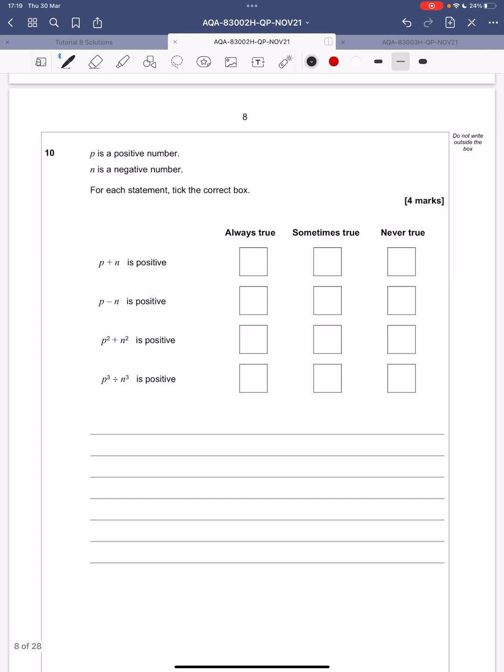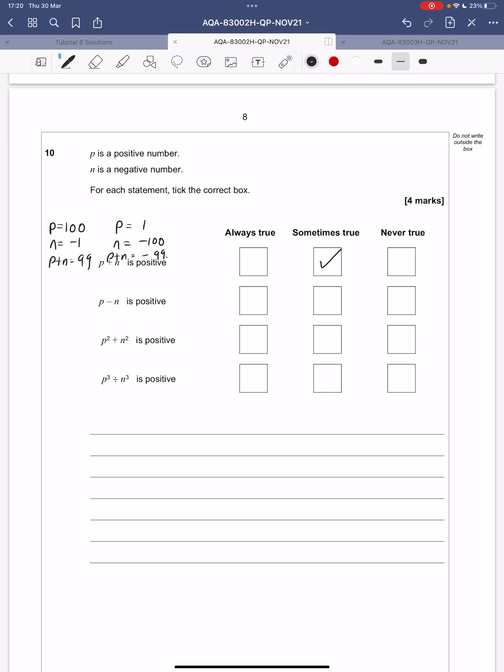Number 10. P is positive, N is negative. For each statement, tick the correct box. P plus N is positive. That is sometimes true. Because if P is a small positive number and N is a large negative number, it's going to be negative. But if P is large and positive, let's do 2 examples. I'll show you why it's sometimes. Suppose P is 100, N is minus 1, P plus N is 99. If P is positive, but P is 1, N is minus 100, P plus N is minus 99, so that's a sometimes.